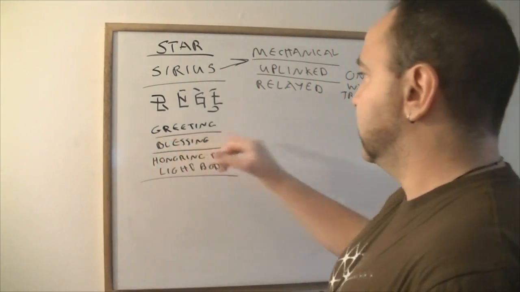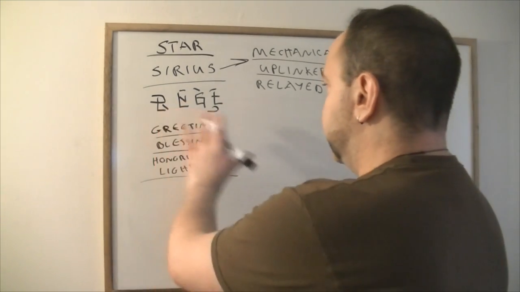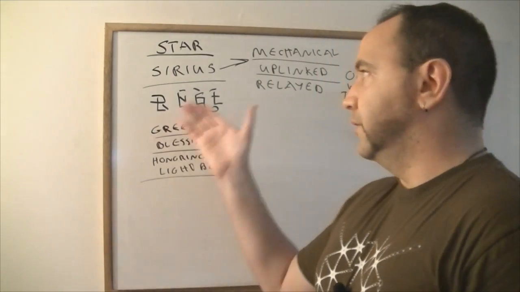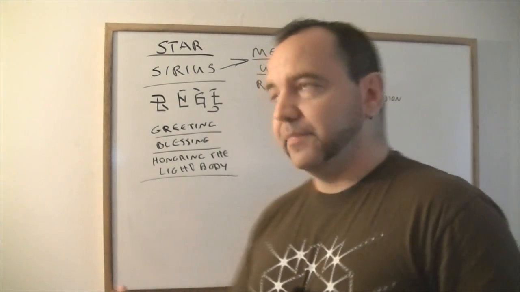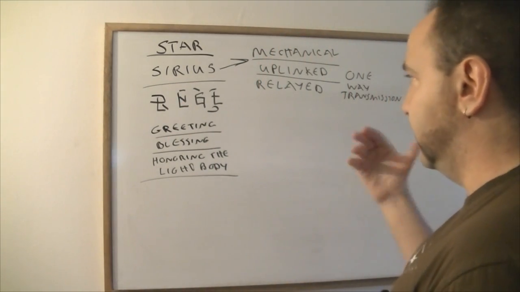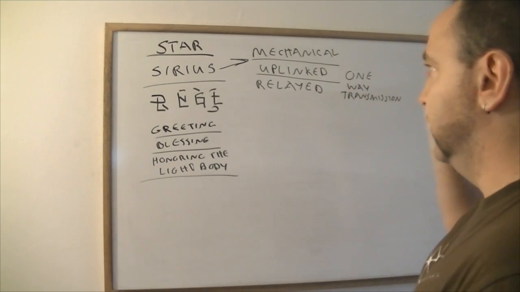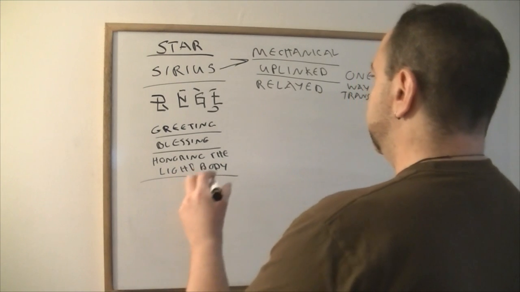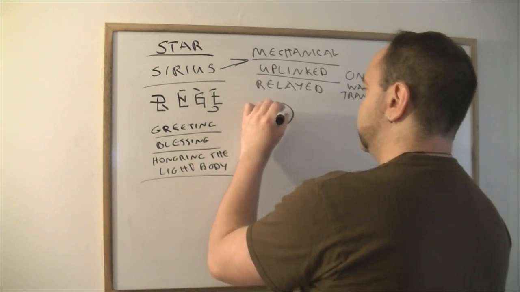So we started very simple here. This feels like a greeting. It feels like a blessing. It is about honoring the light body. That's basically my own translation of this particular dialect when I channeled the Sirius label. Now, this is coming to me through a one-way transmission. It does feel mechanical, it feels like an uplink, it feels relayed to me, and so I'm basically receiving this particular transmission source.